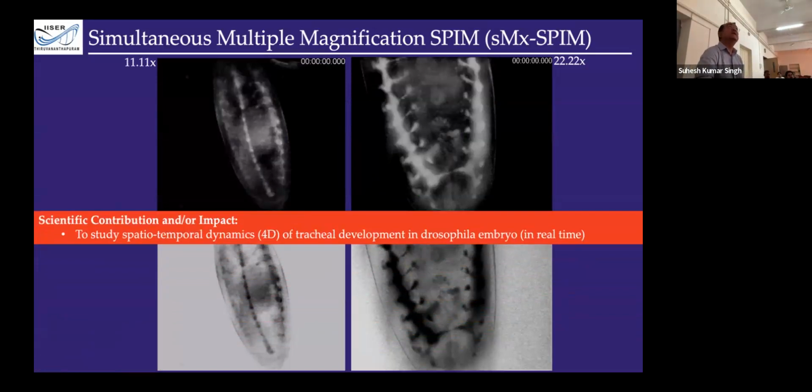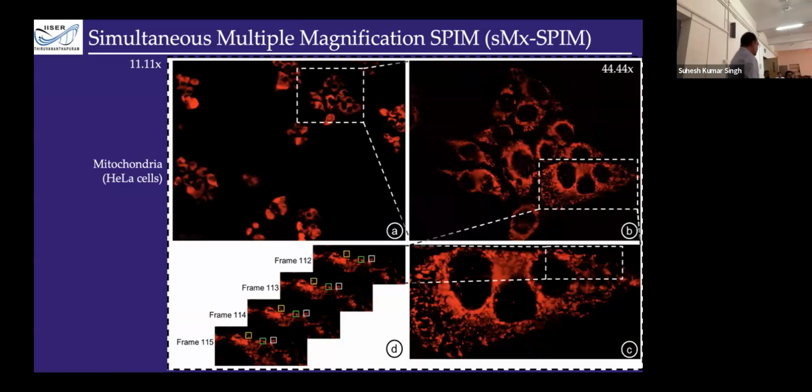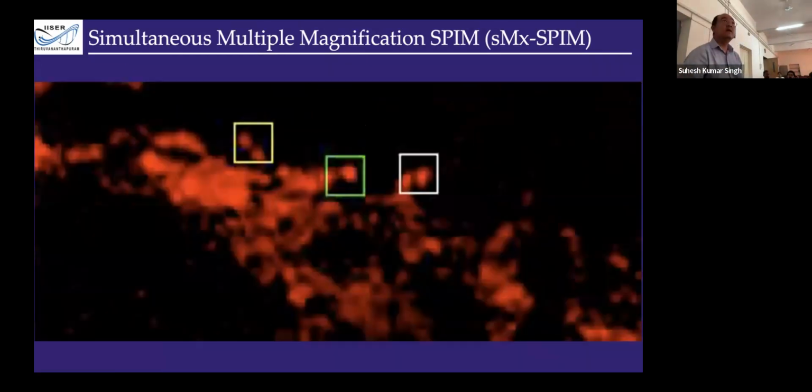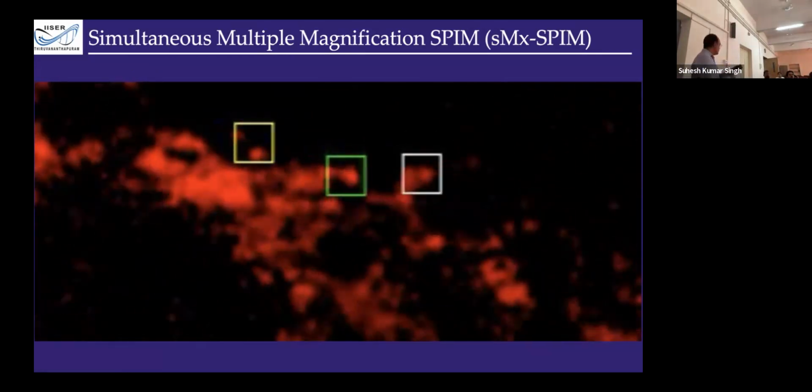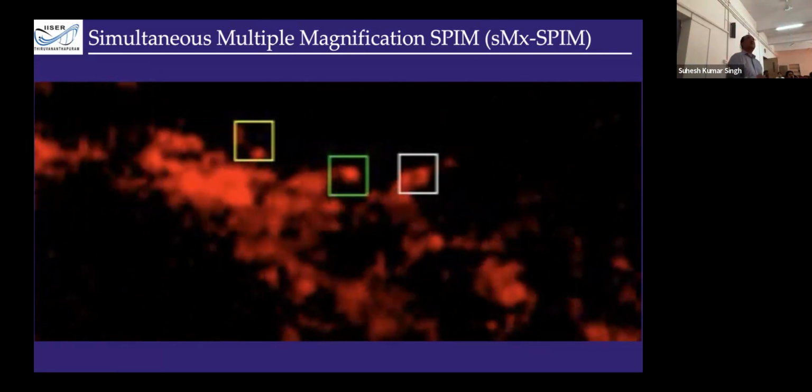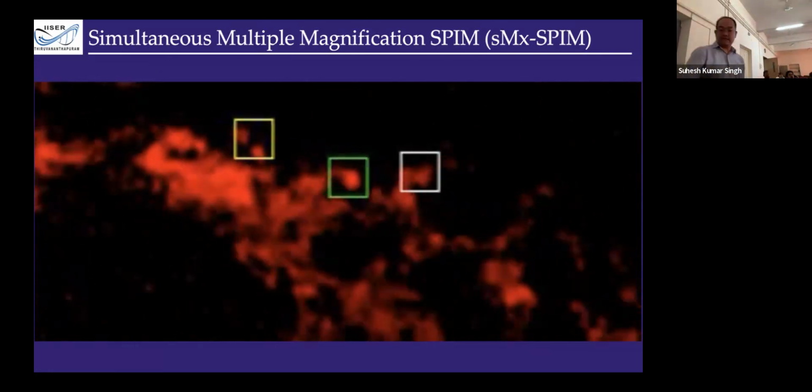Other stuff that we are doing is the dynamics of the mitochondria. This is shown for the 11x. This is for the 44x. We can select accordingly what we want. Then we recorded a video of how these mitochondria are moving. See, this is how the mitochondria are randomly moving all around.